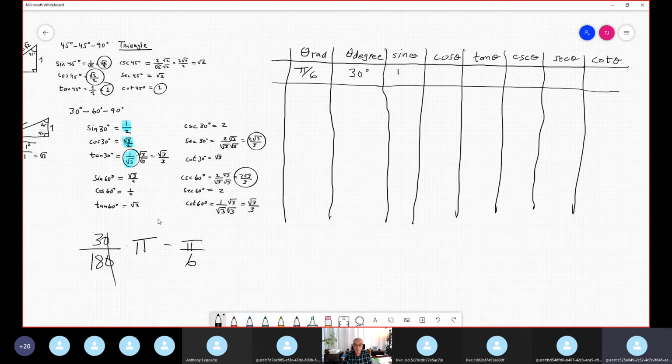Sine is 1/2. Cosine is radical 3 over 2. Tangent is radical 3 over 3. Cosecant is 2. And secant is 2 radical 3 over 3. And cotangent is radical 3.